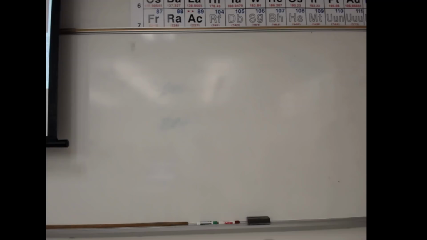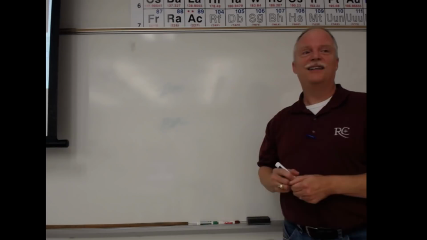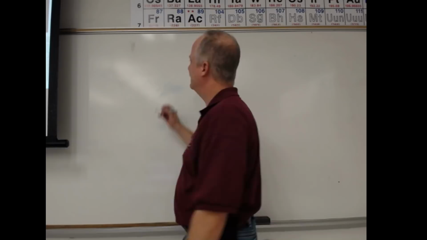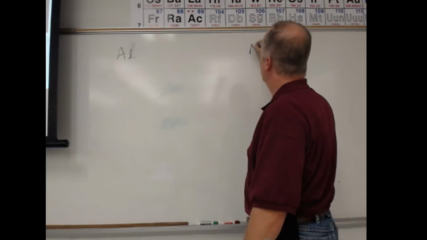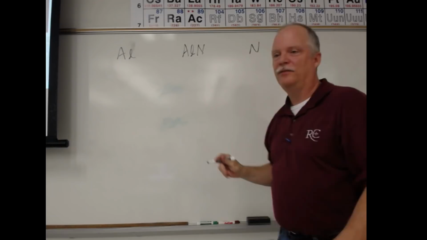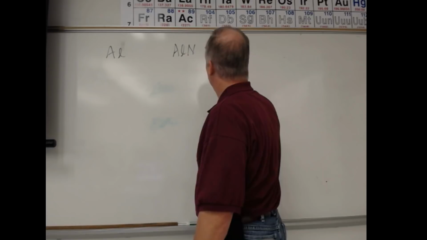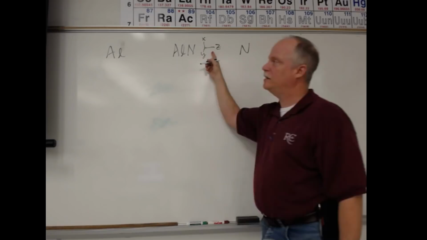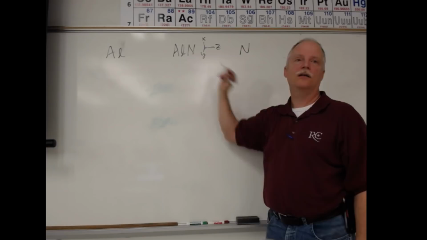Let's do a strange one. Let's do aluminum nitride. Okay, it's diatomic, right? Why not? So on this side we have aluminum. Over here we have nitrogen. We have aluminum nitride in the middle. I'm drawing my coordinate system here with Z along the horizontal axis because that's my diatomic here.